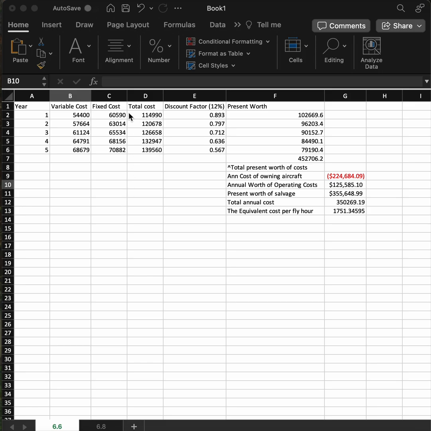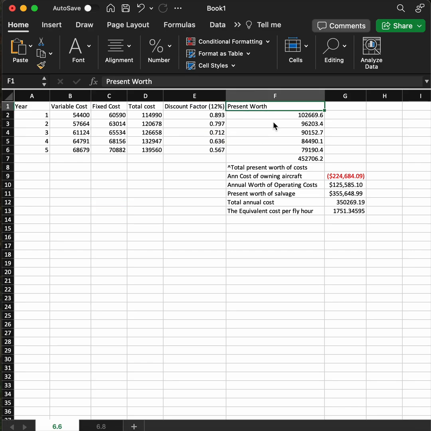If we go over to columns B and C, the variable and fixed cost, and then in column D is the total cost. And in B2, it's just 200 times 272. Next, I discounted each year's total cost back to the present value at 12%. Adding those gives a total present worth of $452,706.20. The sum is right over here in F7.